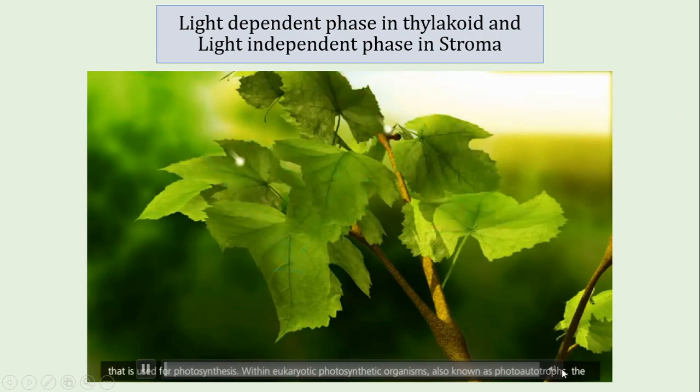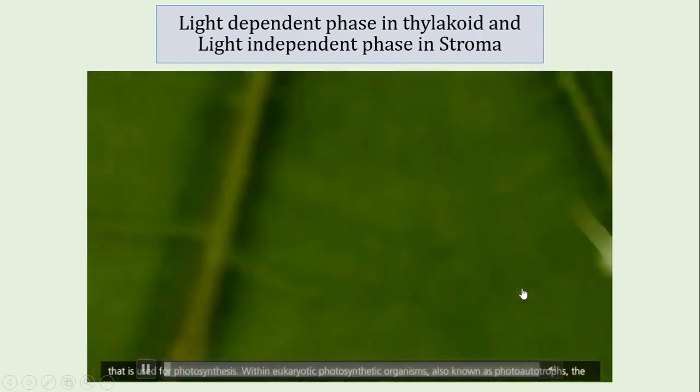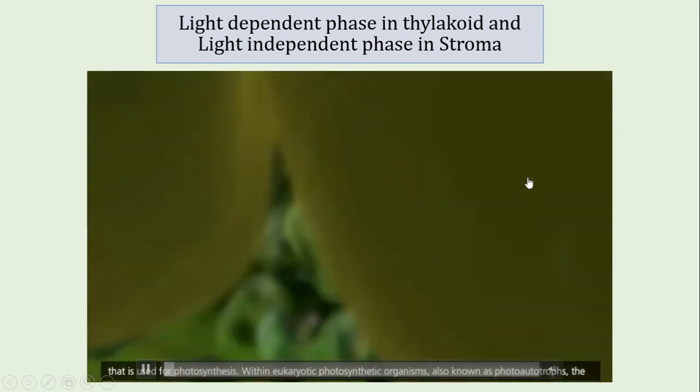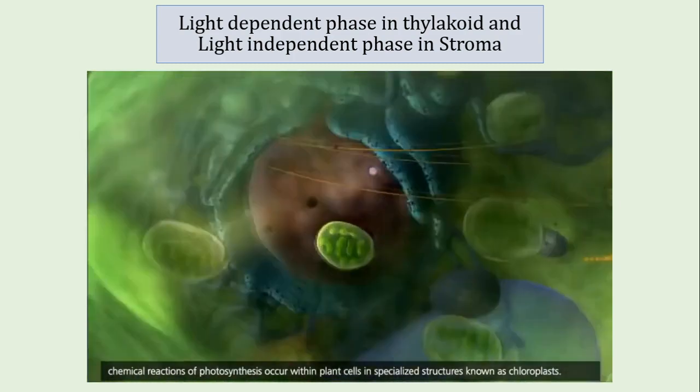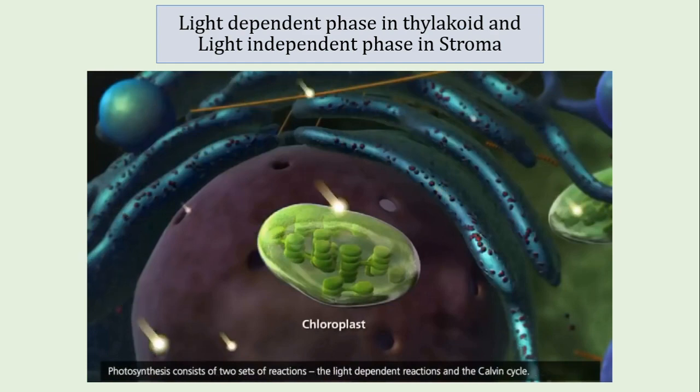Photosynthesis. Within eukaryotic photosynthetic organisms, also known as photoautotrophs, The light photons are falling on the chloroplast cells. of photosynthesis occur within plant cells in specialized structures known as chloroplasts. And Photosynthesis consists of two sets light of photons reactions, are falling on the light-dependent chloroplasts. reactions and the Calvin cycle.